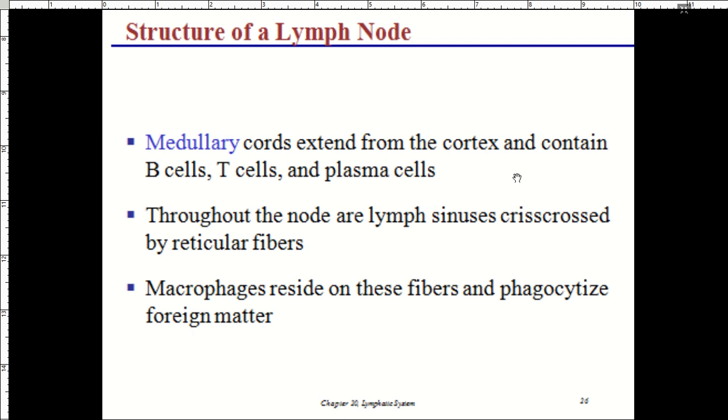It's going to have the following cells: B cells, T cells, macrophages, plasma cells. All those cells form the medullary cord. Between the medullary cords, you're going to have a space called the medullary sinus. That's where you're going to find your lymph. So throughout the node are lymph sinuses crisscrossed by reticular fibers. Macrophages reside in these fibers and phagocytose foreign material.